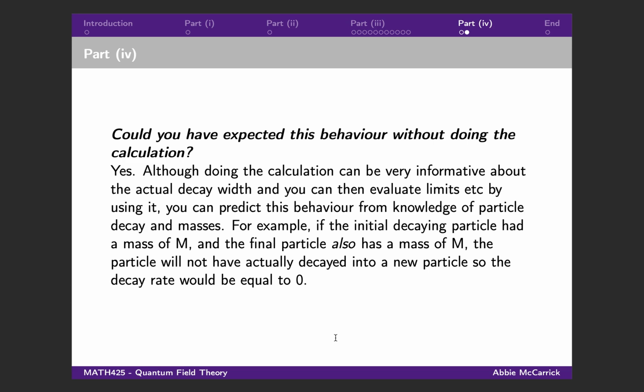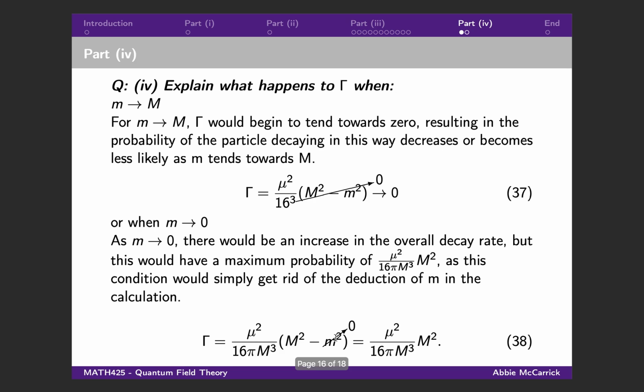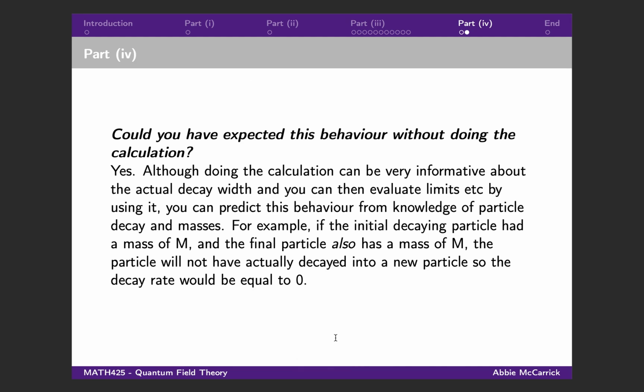You can still predict this behaviour just from the knowledge of particle decay, masses and quantum field theory. A really trivial example would be if the initial decaying particle had a mass of big M, and the final particle also had this same mass. You can see just from the Feynman diagram that this particle will not actually have decayed into a new particle, so the decay rate will be equal to 0. You can see things like that just from the Feynman diagram, and from how the particles act after they've decayed. You can predict behaviour like on this slide just from Feynman diagrams and your knowledge of particle decays.